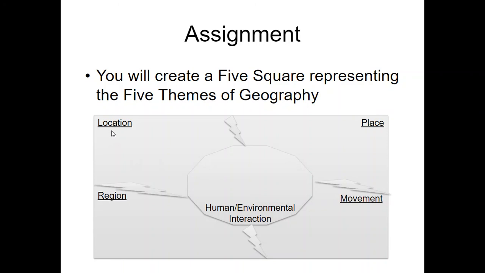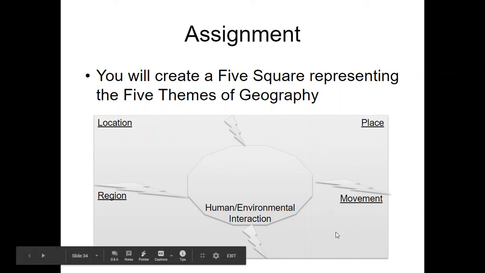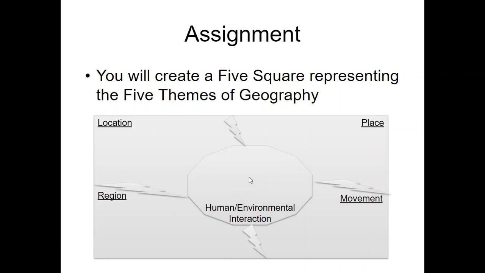You're going to write about location. What is location? I want you to give a picture of location. Place. What is the definition of place? And give a picture of place. Movement. What's the definition of movement? In a picture. Region. What's the definition of region? And then give a picture. And then human environmental interaction. What's the definition of human environmental interaction? And then draw a picture.